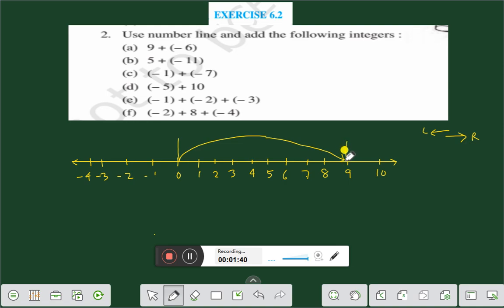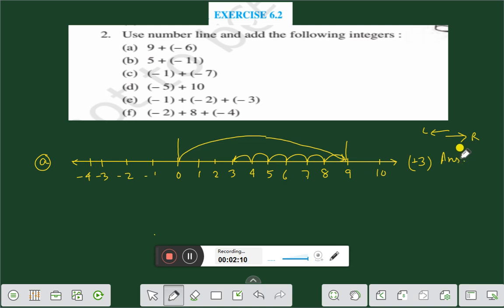From here, that is 1, 2, 3, 4, 5, 6. Then in question A, we are getting 3. Or you can say plus 3. Answer A is plus 3. Plus 3 is the answer.